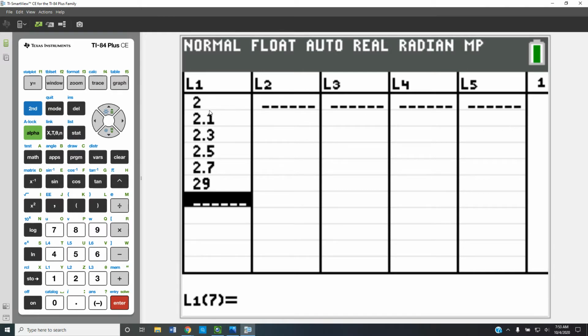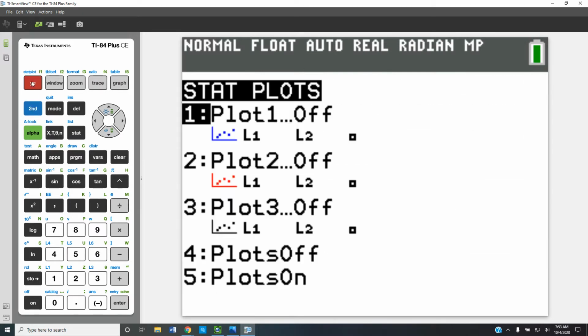My calculator will actually do a fairly good job of making a graph. So stay with me. Here we go. First thing I'm going to do is go to second, y equal, which is called the stat plot. In the stat plot, I have 5 different stat plots, and I have the ability to turn off all, turn on all, or turn on and off individually. Right now, you can see number 1, 2, and 3 are off. You want to make sure all of these are off. If they're not off, then go down to number 4, plots off.